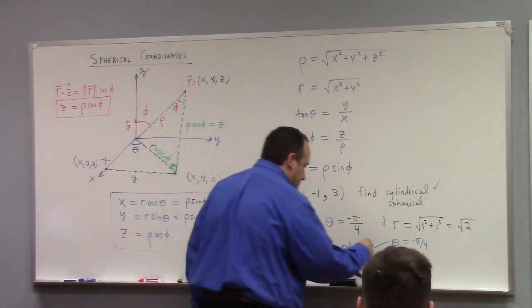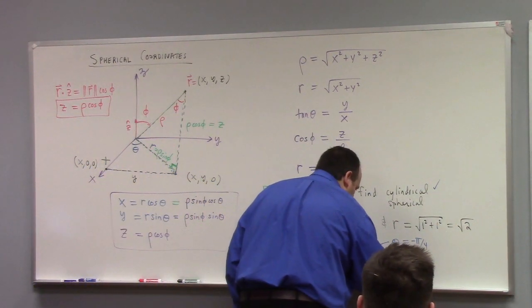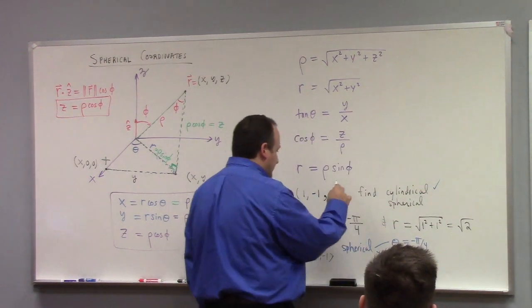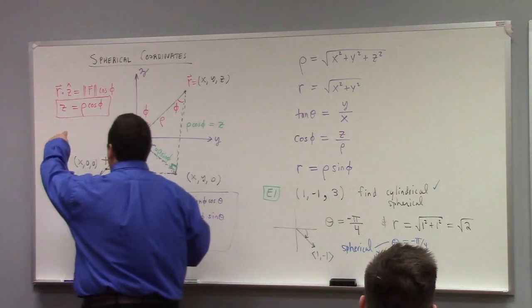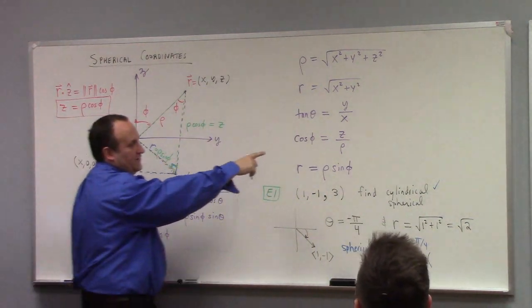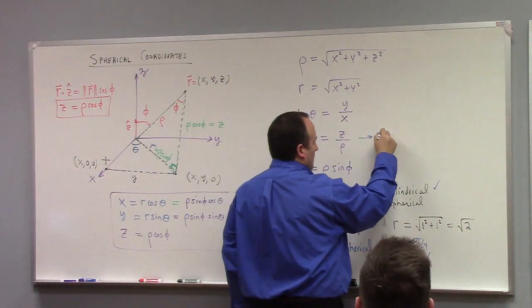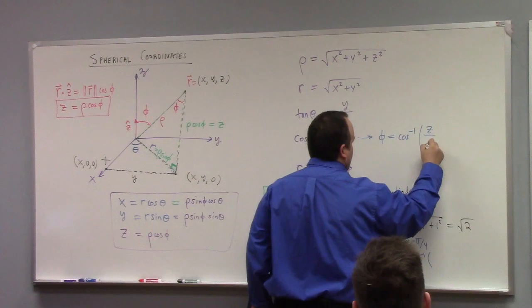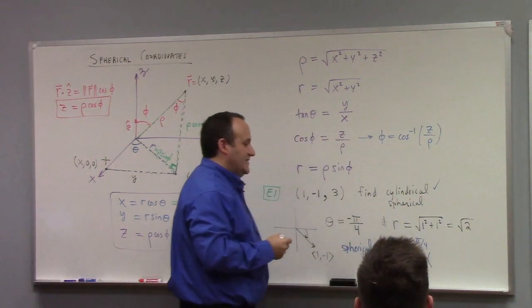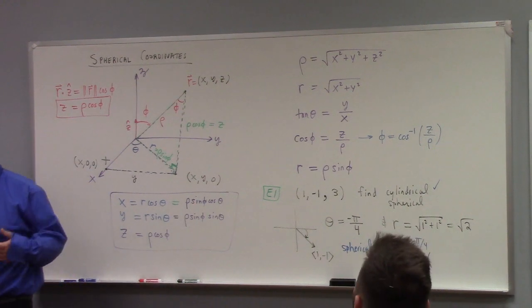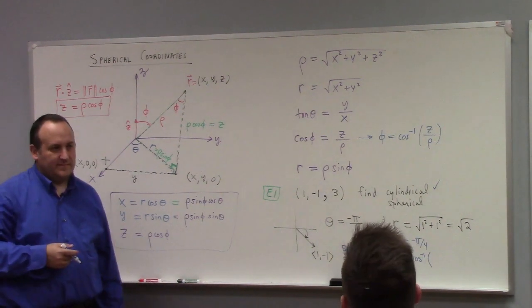What's phi? Phi is equal to the inverse cosine of your z. So if this is the formula for z, what's the formula for phi? I've got cosine phi here, right? So what's phi equal to? Inverse cosine of z over rho. You're like, but hold on a second. It can't just be that easy. It can't be so simple that you find the angle by using a single inverse trigonometric function.